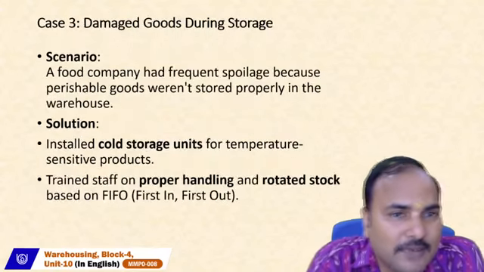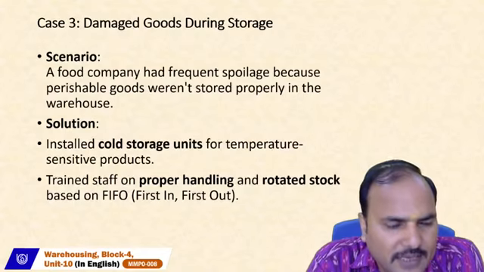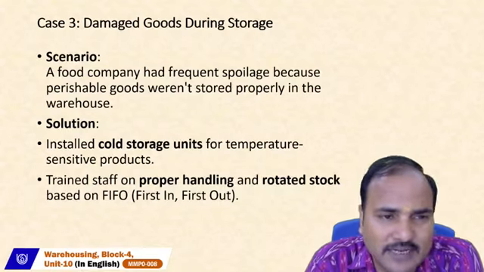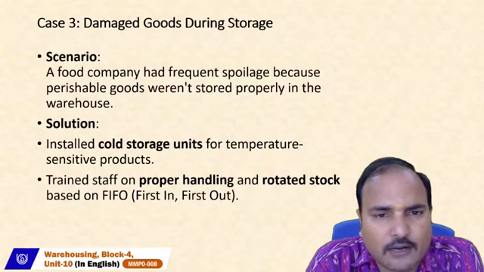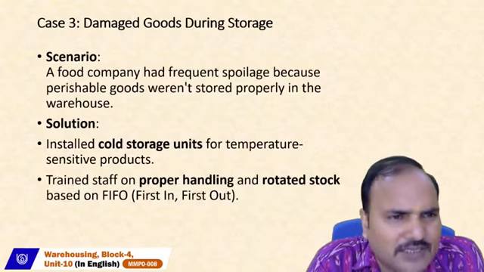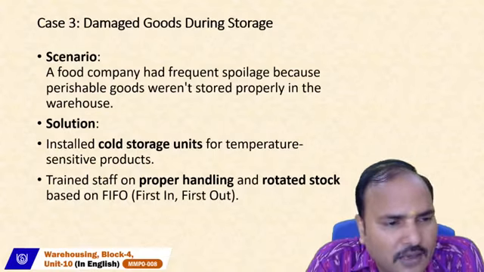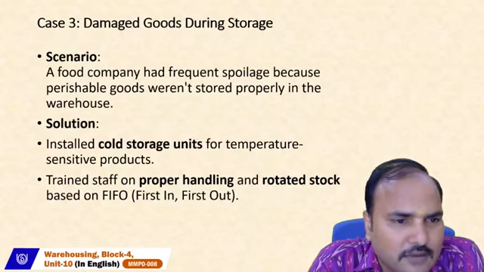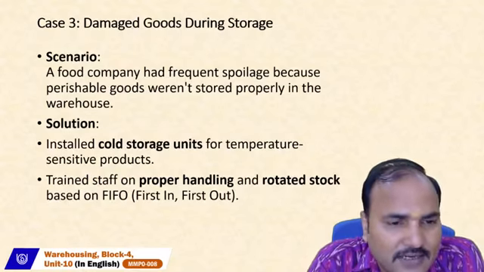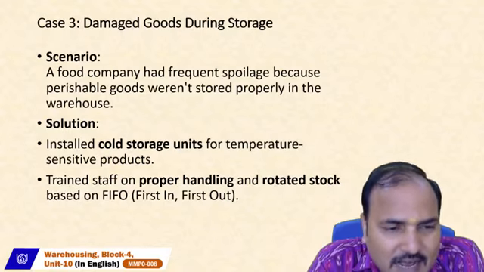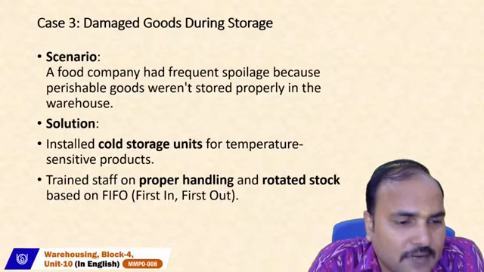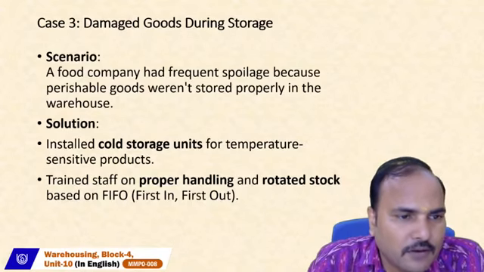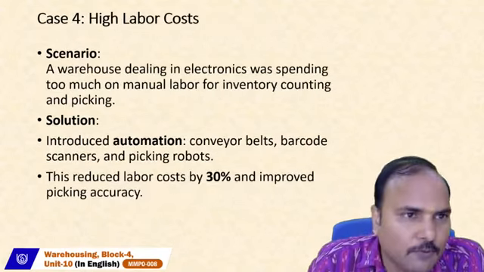The next case is about damaged goods during storage. In this particular scenario, it is about a food company. They had frequent spoilage because perishable goods weren't stored properly in the warehouse. What may be the solution to this situation? We have to install cold storage units for the temperature-sensitive products, because all products are not kept at the same temperature. There should be trained staff for proper handling and stock rotated based on FIFO. What do you mean by FIFO? First in, first out. That may be one type of solution for this particular scenario.